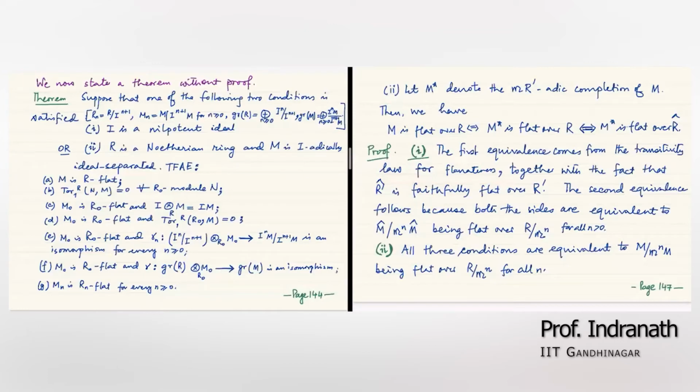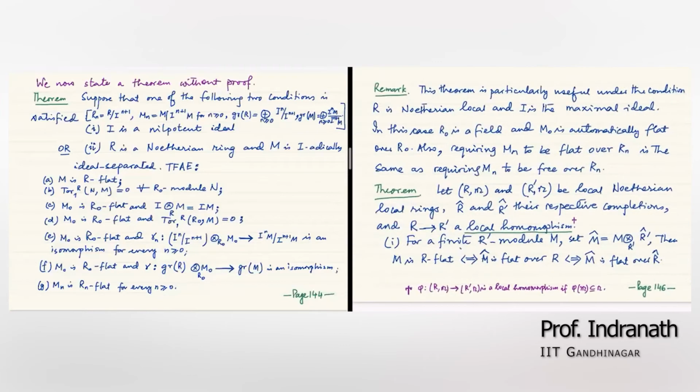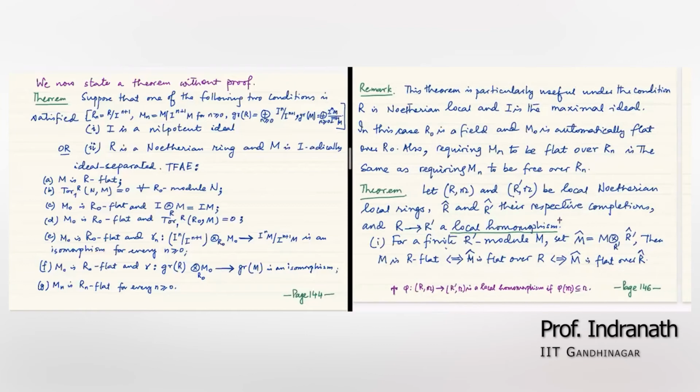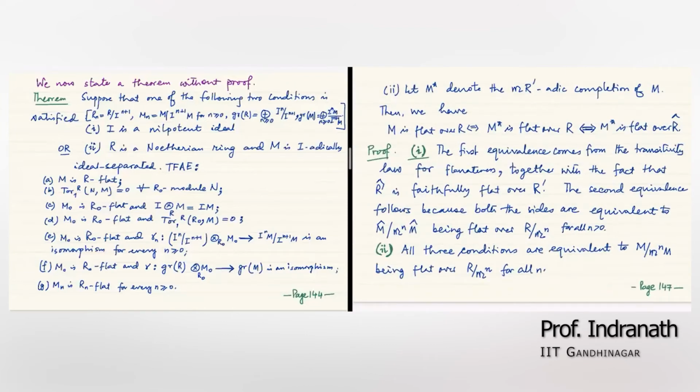That is fine. But can somebody tell me why I suddenly said that the second equivalence follows because both the sides are equivalent to this being flat? What is that I am using here? Please look at this statement. What is the second equivalence? This is the second equivalence: this flatness over R and flatness over R hat. And we are saying that we have taken M hat, which is an R hat module, obviously, and of course an R module as well. So we are saying that this equivalence follows from the fact that it is actually equivalent to this being flat. Can you tell me why? What is that I am using here?